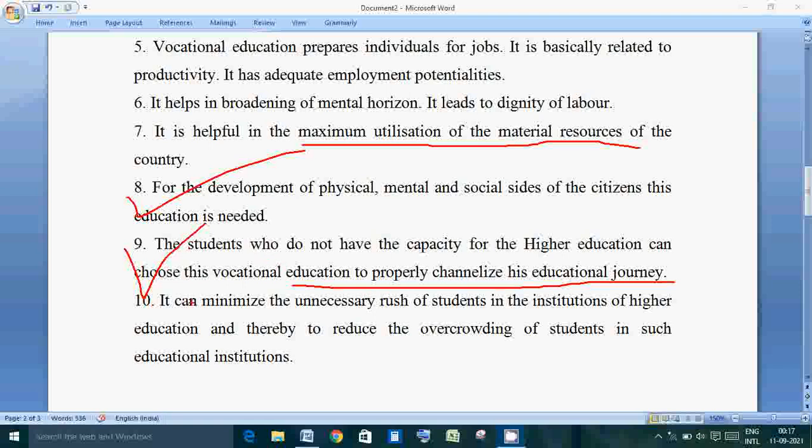Now, it can minimize the unnecessary rush of students in the institutions of higher education and thereby reduce the overcrowding of students in such educational institutions.